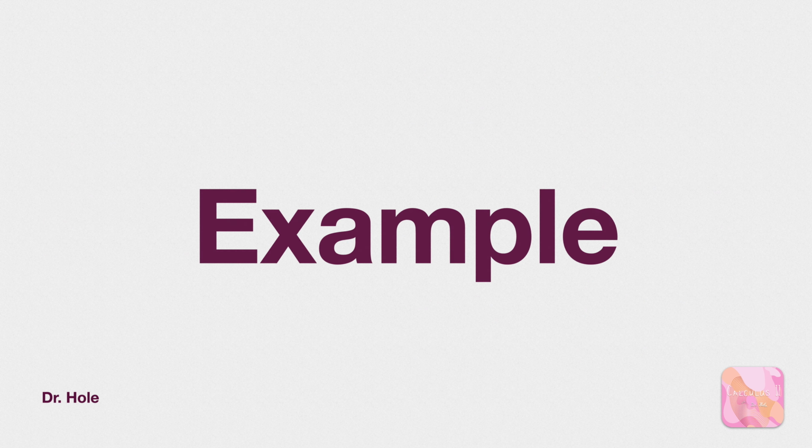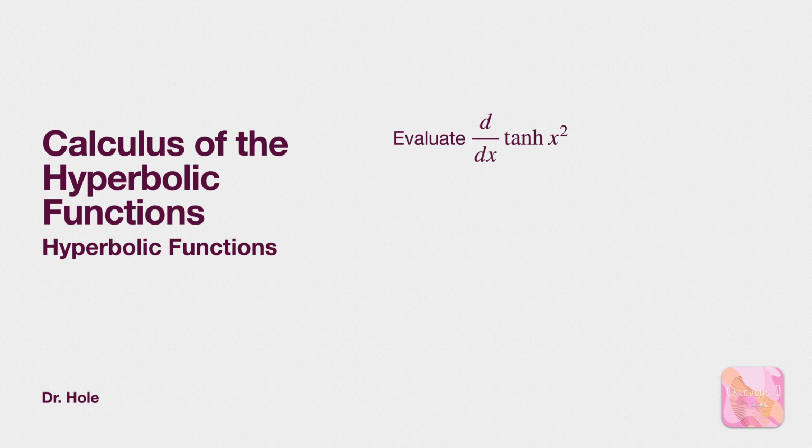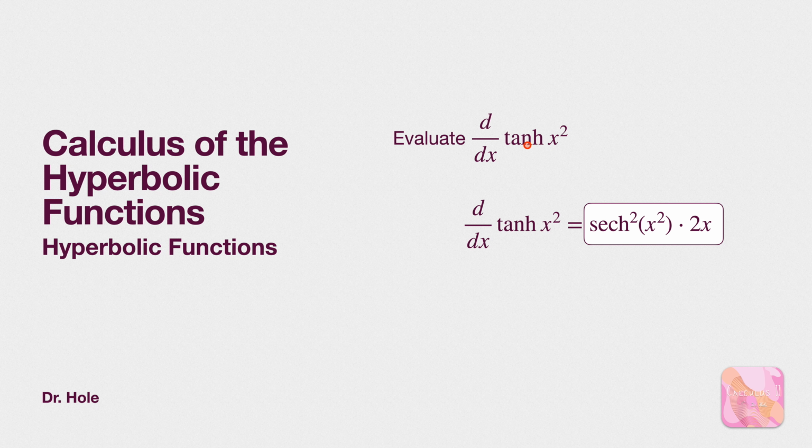Let's do an example. So we just went over the derivative for hyperbolic tangent. Let's look at the derivative of hyperbolic tangent evaluated at x squared. So a nice composition. Given that hyperbolic tangent has derivative the square of hyperbolic secant, we evaluate that derivative function at the original input and then differentiate the original input. X squared differentiates to 2x.